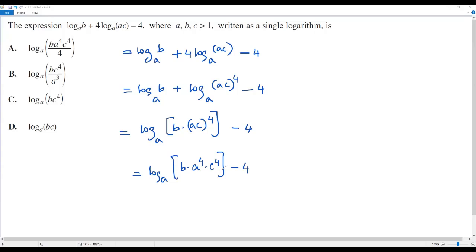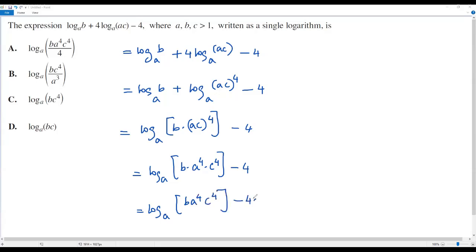Now here we have a logarithm and a number in subtraction. So how can we simplify this expression? For that, I'm going to write this number 4 in terms of a logarithm with the base a, because the first logarithm here has base a. So I have to write this number 4 as a logarithm with base a. Let me do it. Log to the base a, so this can be written as a to the 4th. I mean, b times a to the 4th power, c to the 4th power, negative.